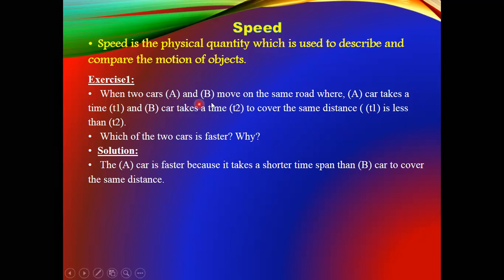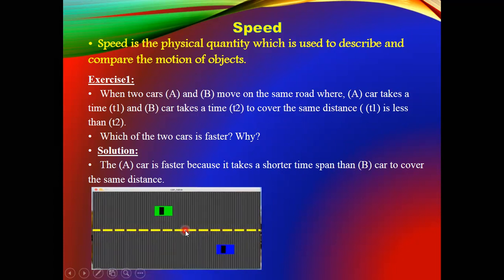Let's look at exercise 1 and exercise 2. Exercise 1: two cars A and B move on the same road. Car A takes time T1 and B takes time T2. This means T1 is not equal to T2, otherwise we would say time T is constant. No, T1 and T2 to cover the same distance. Both are moving and cover the same distance, but T1 is less than T2. Which of the two cars is faster and why? Of course here car A is faster than car B because it takes less time to cover the same distance.